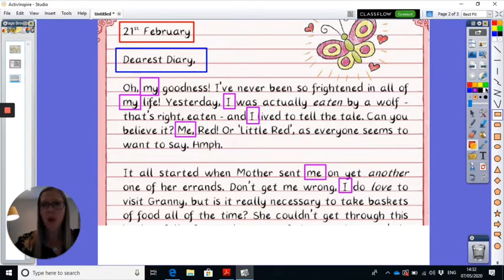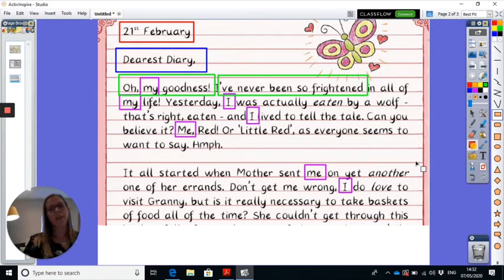Okay. And we've got emotive language here. Oh my goodness, I've never been so frightened, just talking about emotions and personal feelings. Also, the tone of this kind of writing is very different to the newspaper writing that we did last week. So, oh my goodness, I've never been so frightened in all my life. I was actually eaten by a wolf. That's right, eaten. Can you believe it? It's quite a conversational tone. So in a diary, it's more informal writing. It's not formal language. In a newspaper report, you would use much more formal language. In a diary, it's much more the way that you would speak to somebody if you were having a conversation. That's much more informal language, and that's consistent all the way through. So that's another feature that you could include.